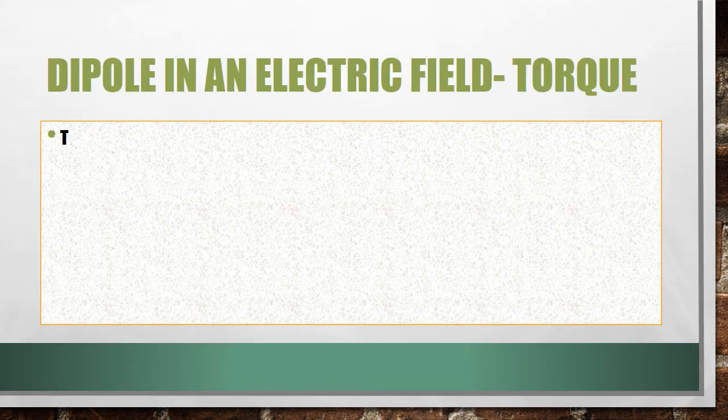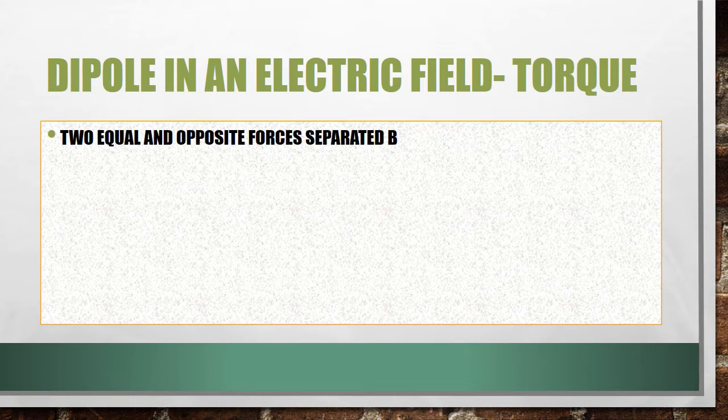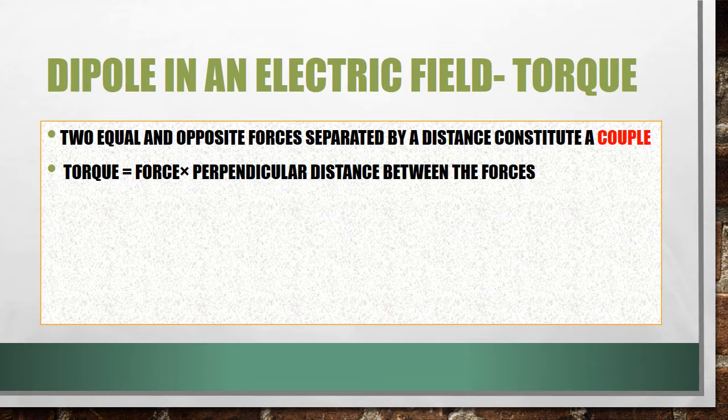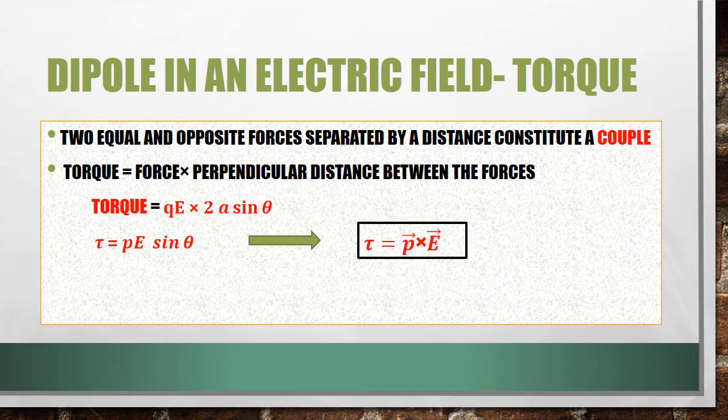Two equal and opposite forces separated by a distance constitute a couple. Therefore, torque is equal to force times the perpendicular distance between the two forces. That is, torque is equal to QE into 2a sin theta, that is, tau equals pE sin theta. In vector form, we can write it as tau equals p cross E. The torque tries to align the dipole along the direction of the field.